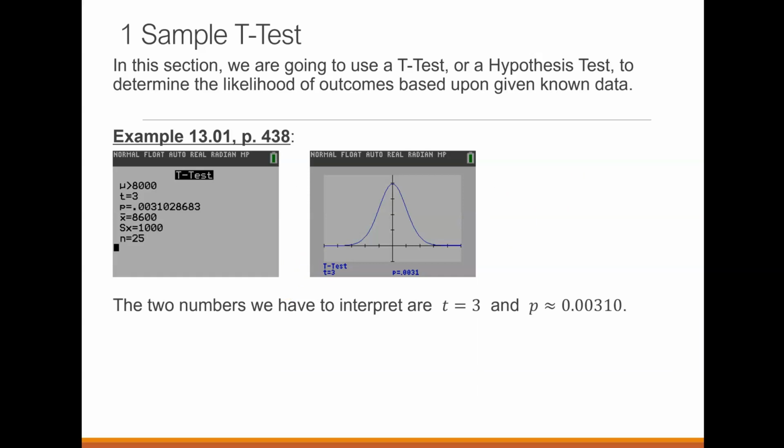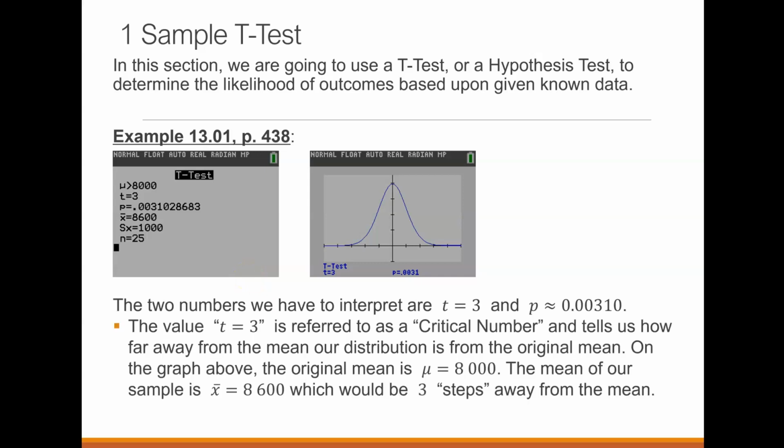So the two numbers we have to interpret are this t equals 3 and this p that's about 0.00310. Why did I round p to that spot? Three sig figs. If I'm doing rounding in this class, how far should I round to? Unless told otherwise, right? Okay. So what do these two numbers mean?